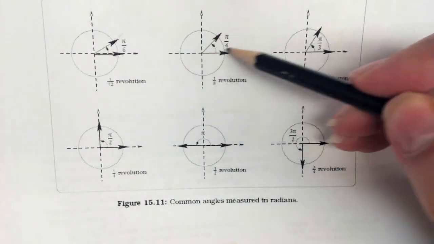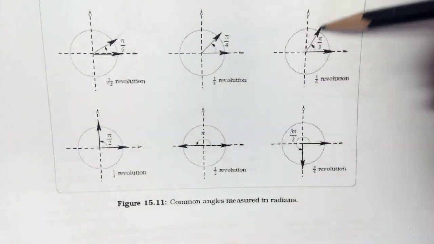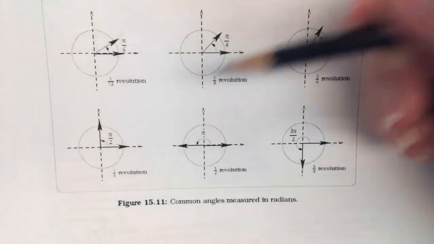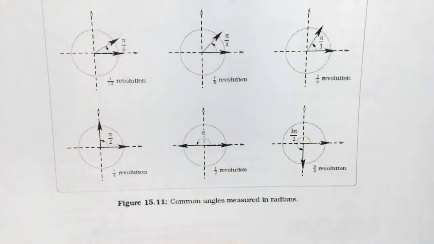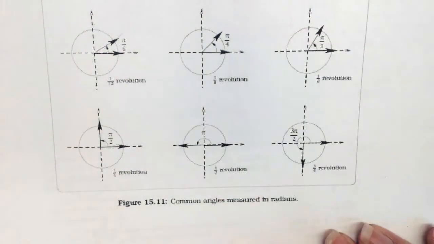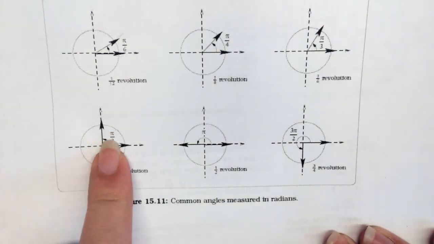This would be pi over 4. This would be pi over 3. This would be pi over 2. This would be half a revolution, right? Half a revolution being pi. A fourth of a revolution being pi over 2.